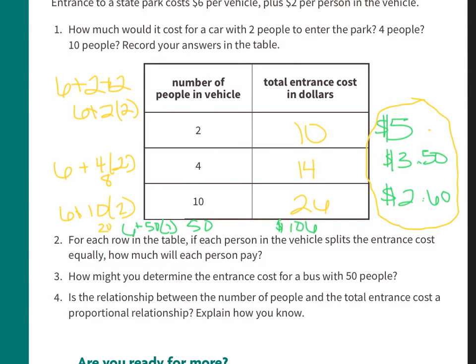Okay? It's this whole $6 per vehicle right up here. That's what throws it off. Okay? If it was just $2 per person, yeah, then it would be proportional. But because the vehicle costs $6 as well, that's what throws it off. All right?